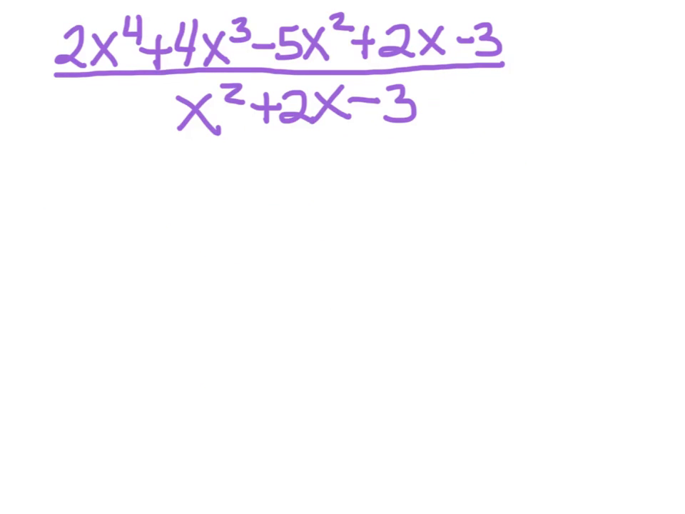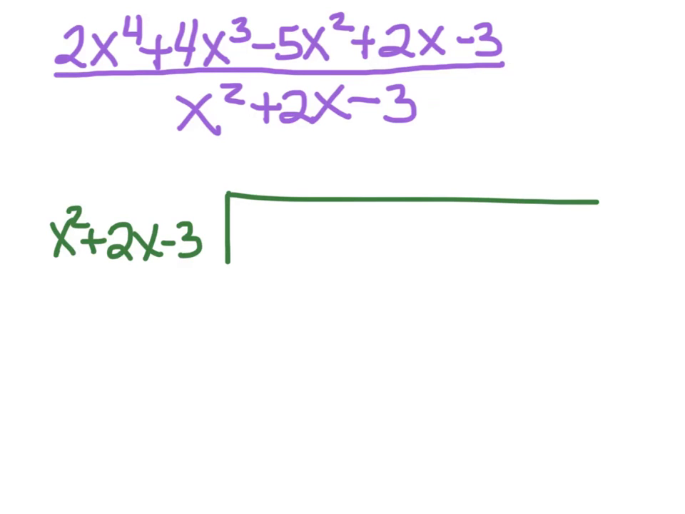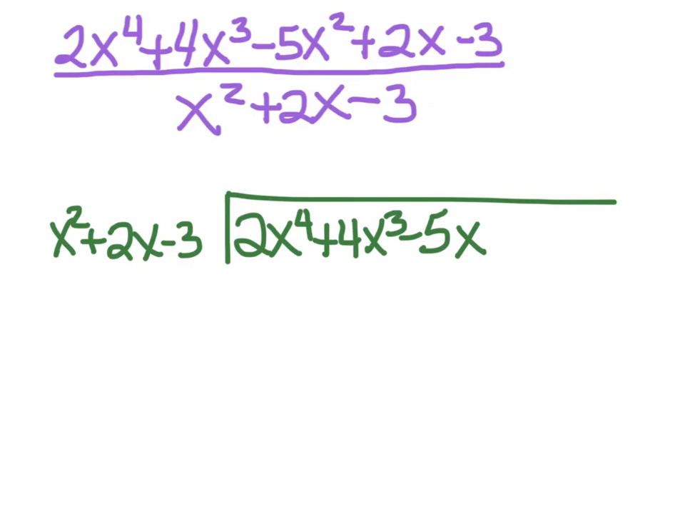Okay, so now let's do this one. Doesn't that look like fun? We're going to take the denominator, x squared plus 2x minus 3, on the outside, and we'll put the polynomial on the numerator, 2x to the 4th plus 4x to the 3rd minus 5x squared plus 2x minus 3, all in the house. But remember, we just look at the first term in the first term.